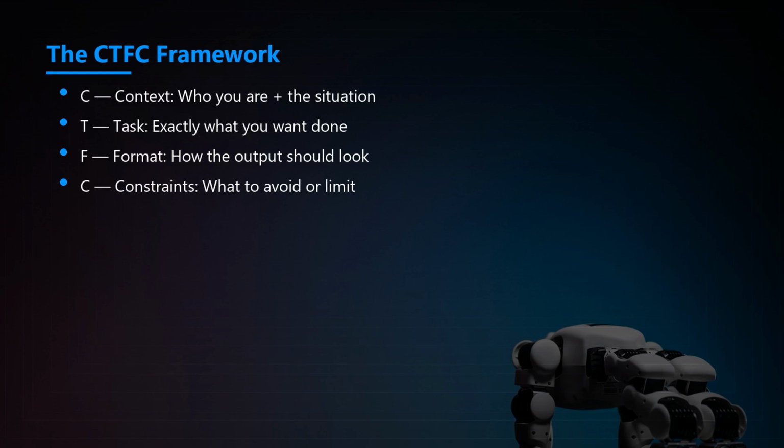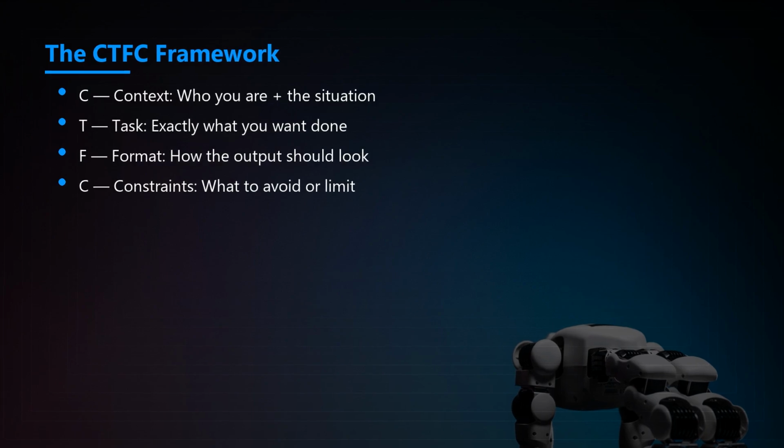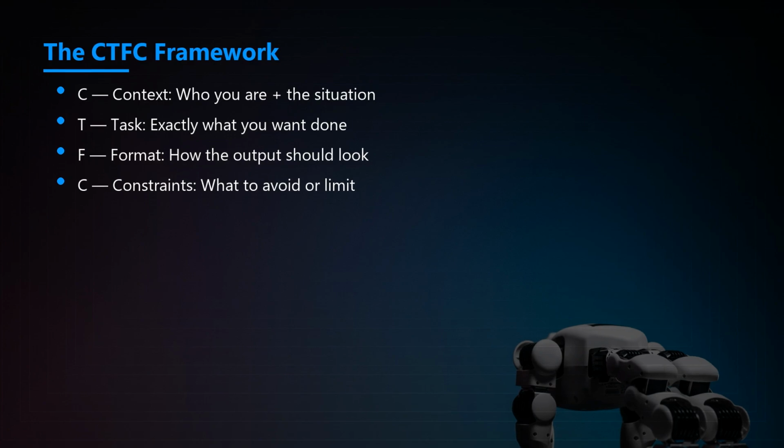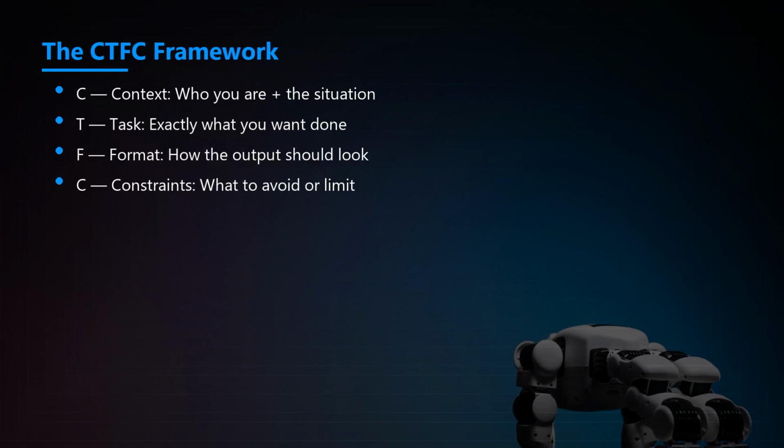If you do not specify, AI will just pick something, and it might not be what you want. Constraints are the guardrails. What should it avoid? What tone? What length limits? What rules apply? This is often the part people skip, and it is the part that separates decent output from actually usable output.